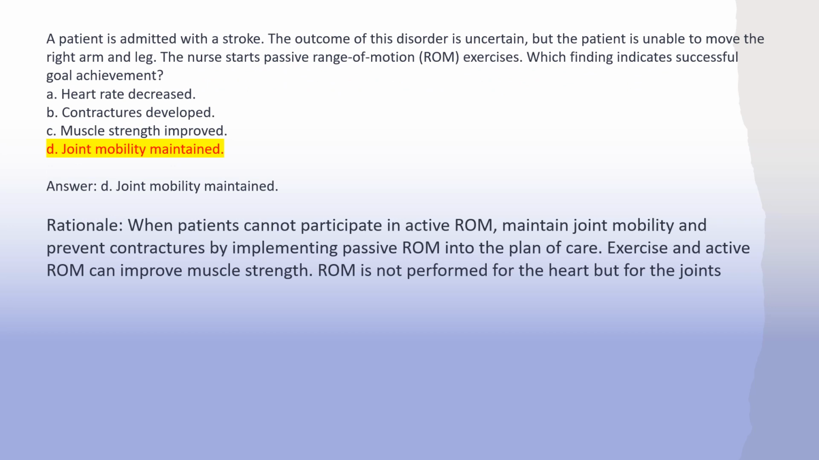Answer D. Joint mobility maintained. Rationale: when patients cannot participate in active ROM, maintain joint mobility and prevent contractures by implementing passive ROM into the plan of care. Exercise and active ROM can improve muscle strength. ROM is not performed for the heart but for the joints.